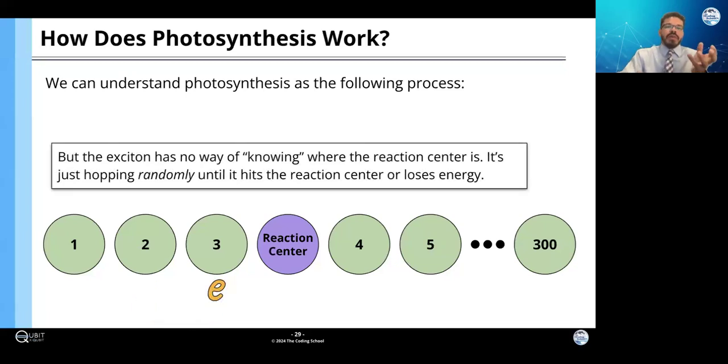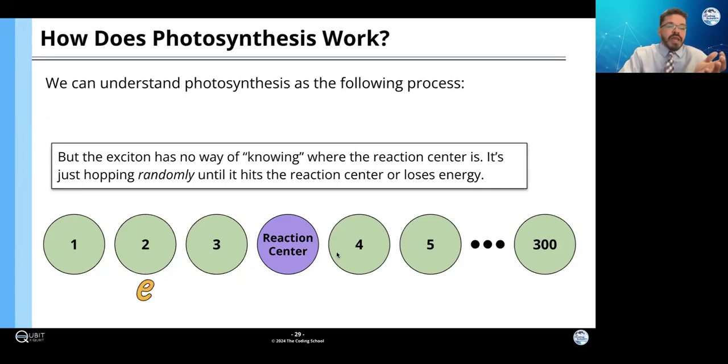But keep in mind, the exciton is, in some sense, one of the dumbest things you can imagine. It's a particle that carries energy. It has no idea where a reaction center is. All it knows is that it can follow the contours of potential energy in the molecule it's in. It's just hopping randomly around until one of two things. One, it hits the reaction center and is converted into chemical energy. Or two, it loses its energy to some kind of vibration, turns it into heat, whatever. So the hope is that the exciton will get to the reaction center before it just dissipates.